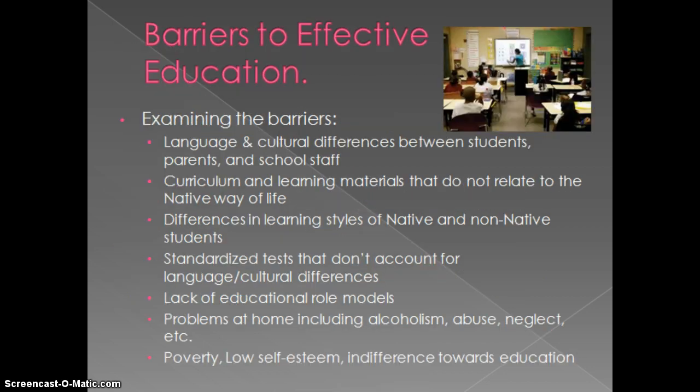into the next topic, and that is talking about just relevant education and how it can take place, but then the things that get in the way. Here you can see listed language and cultural differences between students, parents, and staff, learning materials that don't relate to the Native way of life, differences in learning styles between students, standardized tests that don't account for language and cultural differences, the lack of educational role models, alcoholism, abuse, neglect, and things like that at home, poverty, low self-esteem, indifference towards education. All of those things can get in the way of an effective education.